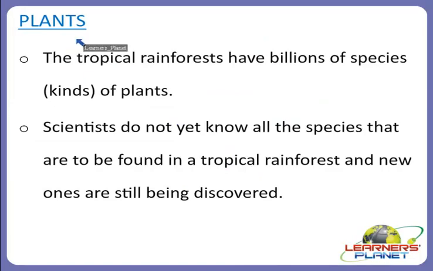Let us now discuss the plants and other plant species which are found in these tropical forests or the rainforests. Students, the tropical rainforests have billions of species of plants. Species means different kinds of plants. Scientists do not yet know all the species that are to be found in the tropical rainforest, and new ones are also still being discovered.